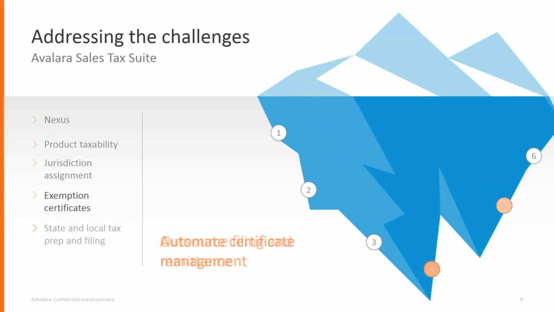State and local tax prep and filing, we have a returns and filing service. So you can go ahead and look in our portal at what has been collected in a specific jurisdiction. You can validate that dollar within your subledger and approve that, and we can go ahead and file that state tax return for you.